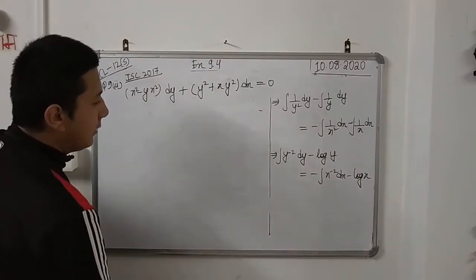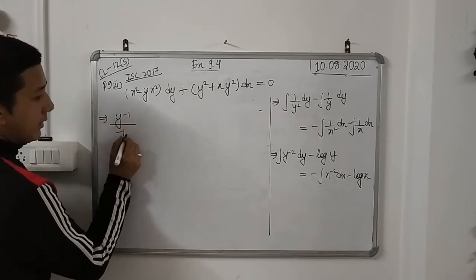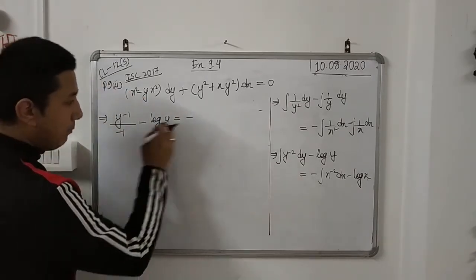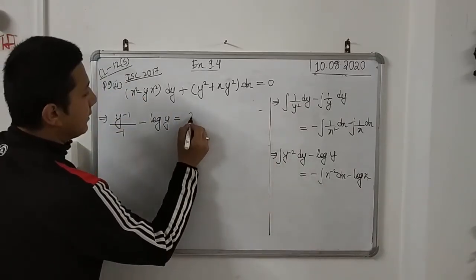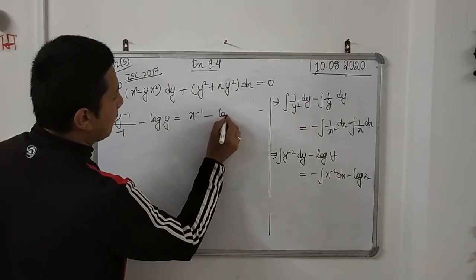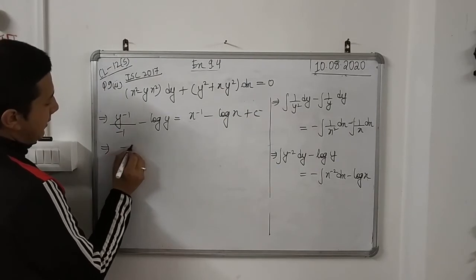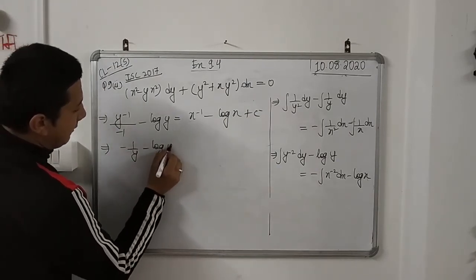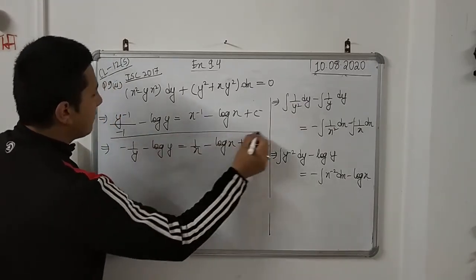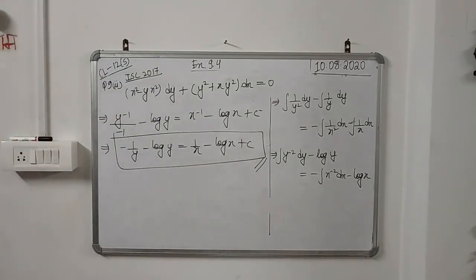a final step now, which will give you the answer as y to the power minus 1 divided by minus 1 minus log y, which is equal to minus, sorry, this will be plus because minus sign is already out here. It is x to the power minus 1 divided by minus 1, which is plus, minus log x plus c. So if I have to write it properly, then it will be minus 1 by y minus log y, which is equal to 1 by x minus log x plus c. So we'll keep this much, otherwise you can simplify further also. That choice is yours. Okay, so pause the video, note it down.